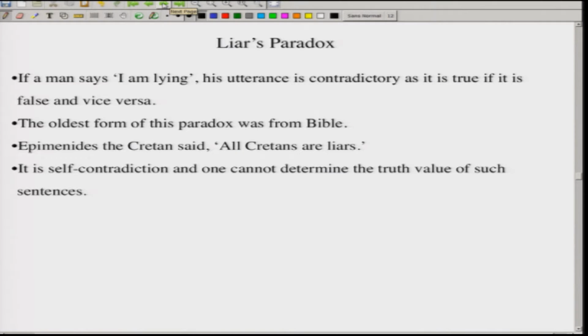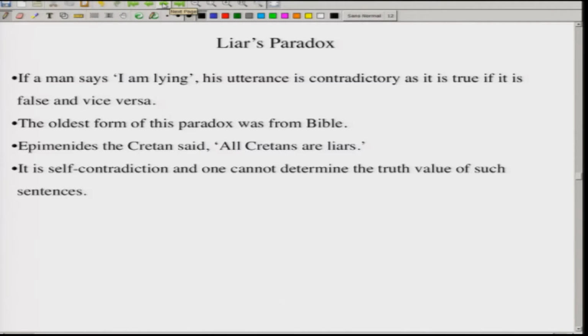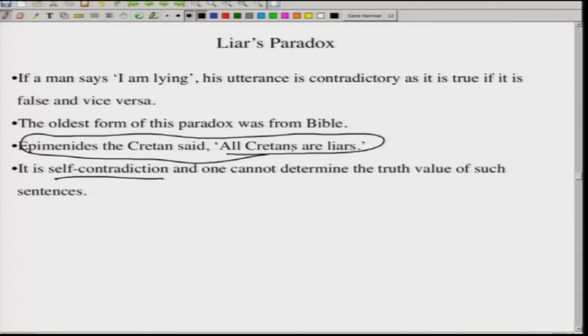The oldest form of this paradox was from the Bible. The Bible talks about a Cretan called Epimenides, who claims that all Cretans are liars. Now, if all Cretans are liars, then Epimenides himself is a liar, and in that case what he says is not true, so it is not true that all Cretans are liars. You can see the self-contradiction inherent in cases like the liar's paradox.